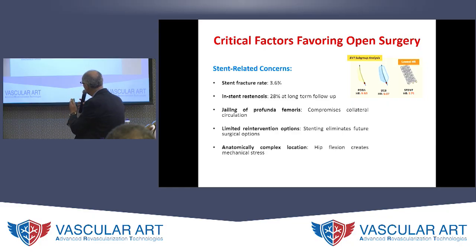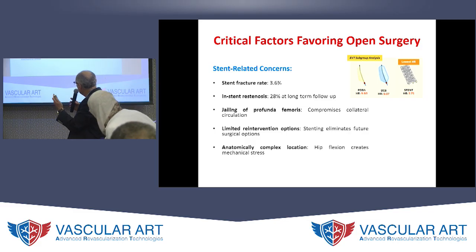There are stent-related concerns, and this might be old because the CAULIFLOWER study randomized, I think, up to 2021. So we're talking about technology that is off the past to some extent. But there are some stent-related concerns like fracture, in-stent stenosis, jailing of the profunda femoris artery. If the stent occludes, it makes re-intervention a lot more difficult, and we've mentioned the anatomical complexity in terms of being in a hip flexion zone. So all of these concerns would favor open surgery over stenting.